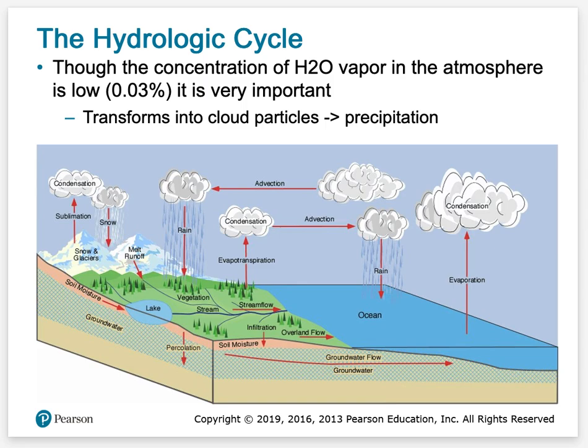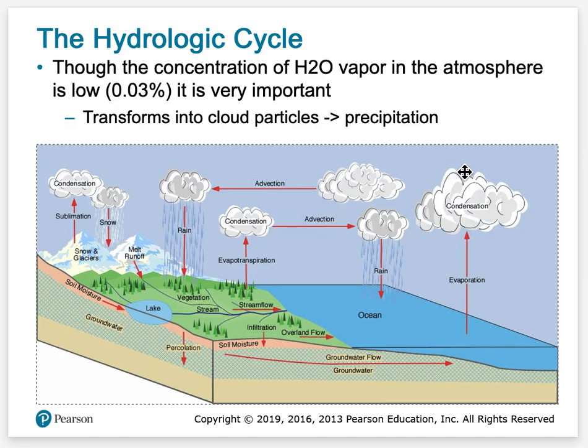I also want to touch on the hydrologic cycle. When we're looking at the hydrologic cycle, we're looking at the phase changes of water and how it cycles through the atmosphere, on land, and back to the ocean. Here it states, though the concentration of water vapor in the atmosphere is low at 0.03%, it is very important. Water vapor transforms into cloud particles through the process of condensation, like we see here.